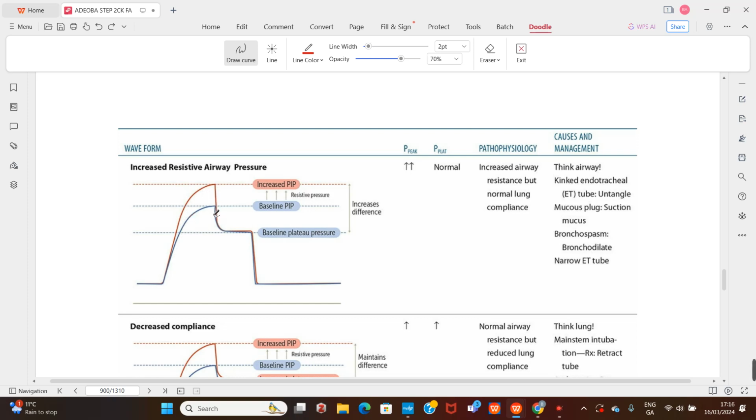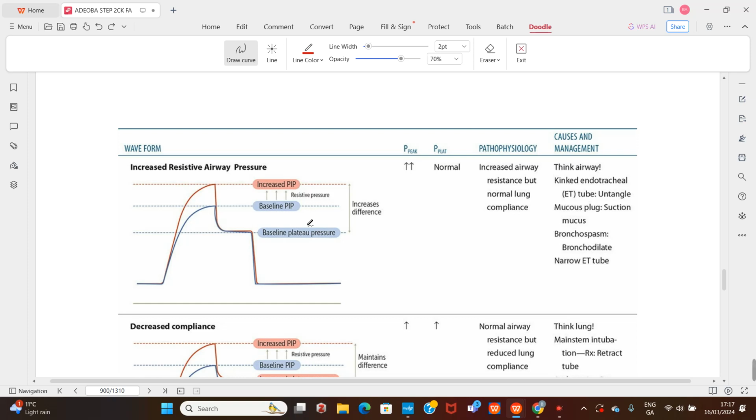Now, we know that plateau pressure is not affected by one particular pressure. That pressure is what? Resistive pressure. So it means that for this person's peak inspiratory pressure to have increased and the plateau pressure to be normal, something has increased the resistive pressure. And what are those things that can affect resistive pressure? When you alter the diameter. No, the flow and the diameter.